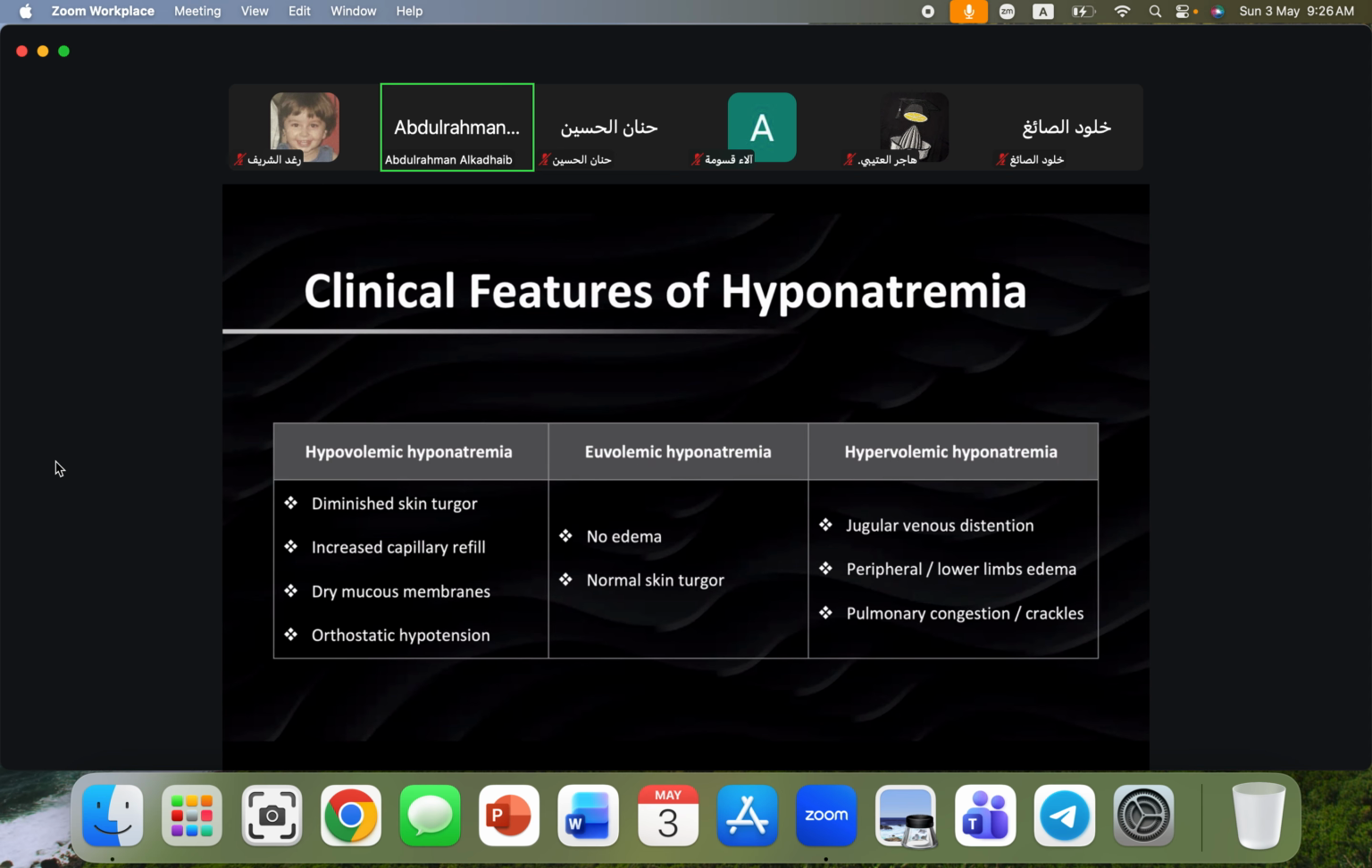And in cases of euvolemic hyponatremia, basically we will not see any signs or symptoms of hyper or hypovolemia. And in this last subtype, as the name states, in cases of hypervolemic hyponatremia, we may see signs of hypervolemia, such as crackles on chest auscultation, lower limb edema, and distended jugular veins.